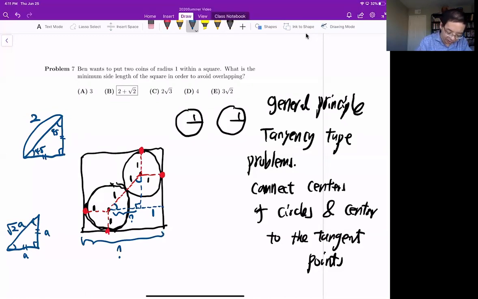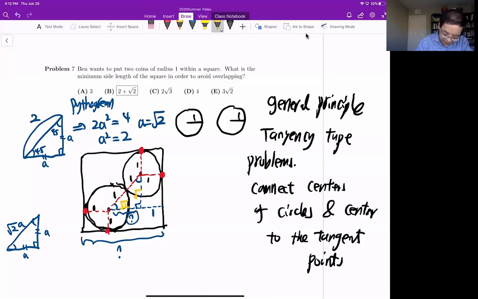So this is isosceles, so this is A, this is A. I just get 2A squared equals 4, so A squared equals 2, right? You just use the Pythagorean theorem. So I get A equals the square root of 2. Great. So this one equals the square root of 2. If you combine things together, this is 1 plus 1 plus the square root of 2. So that's 2 plus the square root of 2.